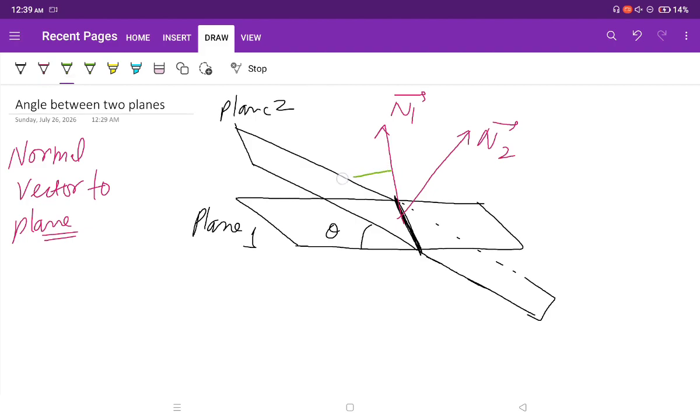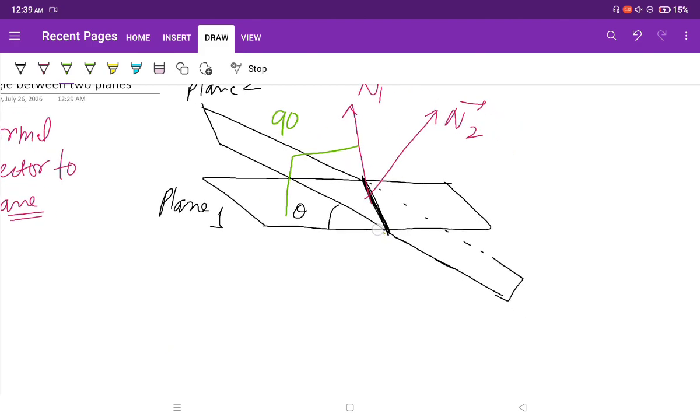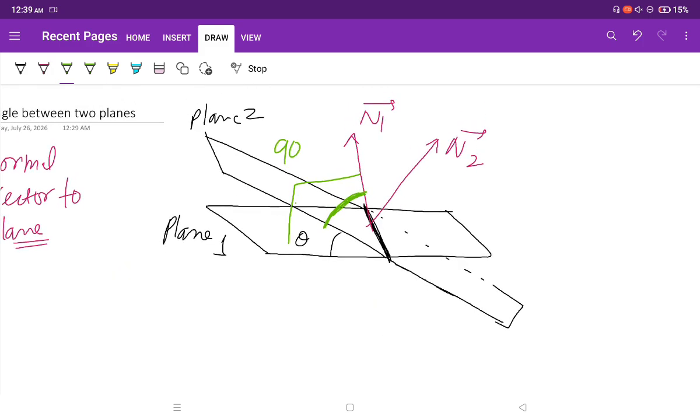We have this combined angle. This combined angle is 90. Correct? We have this combined angle as 90, and we already have this angle as theta. So the angle between P2 and n1 is 90 minus theta. Correct?